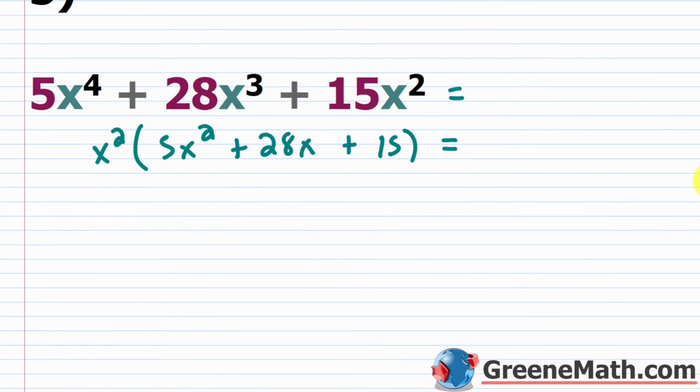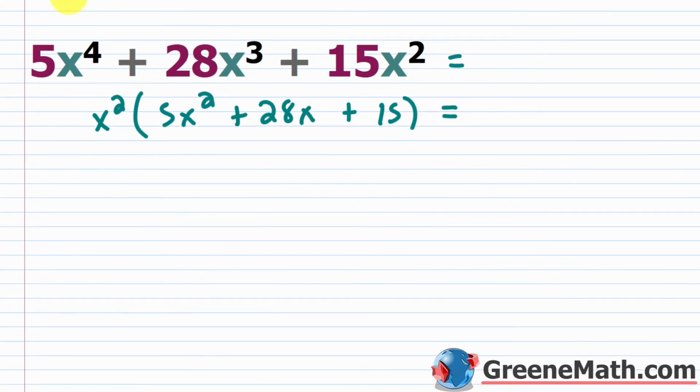Okay, so let me scroll down a little bit and get some room going. And let's think about this now. The a is 5 and the c is 15. So AC here is 75. The sum is 28 that I'm looking for. This is my b. So if I think about 75, I would immediately start with 5 and 15.